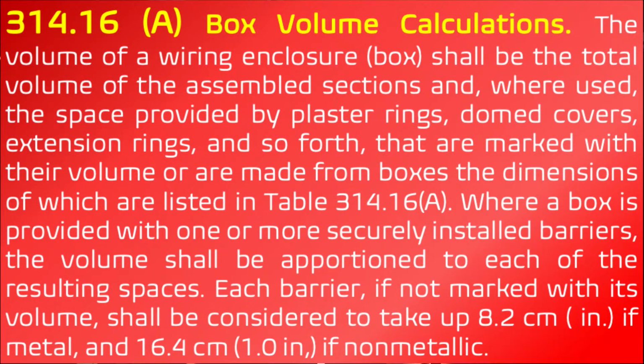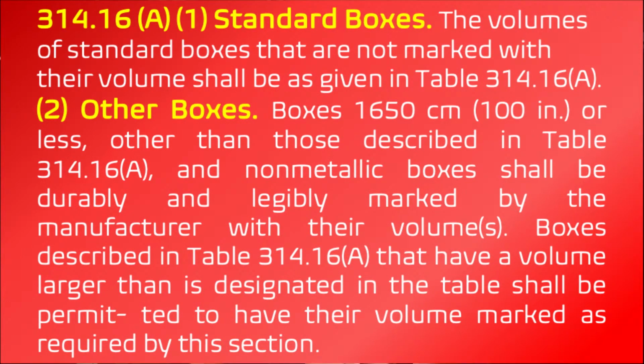So the space provided by plaster rings, dome covers, extension rings, and so forth that are marked with their volume or are made from boxes, the dimensions of which are listed in Table 314.16(A), where a box is provided with one or more securely installed barriers, the volume shall be apportioned to each of the resulting spaces, and each barrier, if not marked with its volume, shall be considered to take up 8.2 cubic centimeters if metal, and basically 1 cubic inch if non-metallic. So I know that's a lot of words there, but I'll get into that.